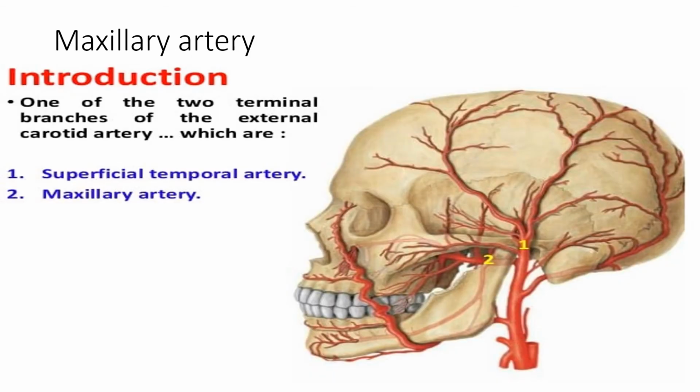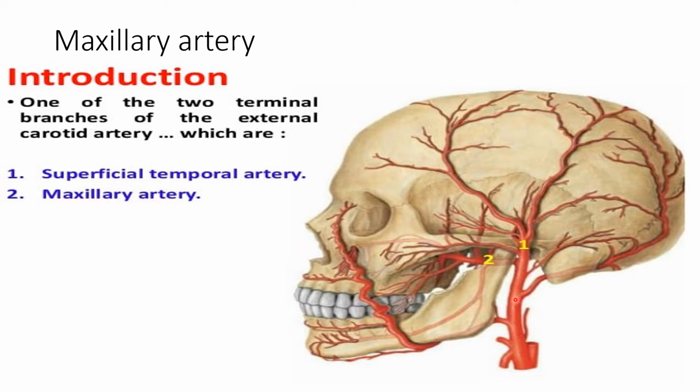So let's come to the other content of the infratemporal fossa, which is the maxillary artery. What is the maxillary artery? The maxillary artery is basically a branch of the external carotid artery. This is the external carotid artery. From the external carotid artery, two terminal branches are coming. One is the superficial temporal, which we are not going to discuss, and the other is the maxillary artery, which we are going to discuss.